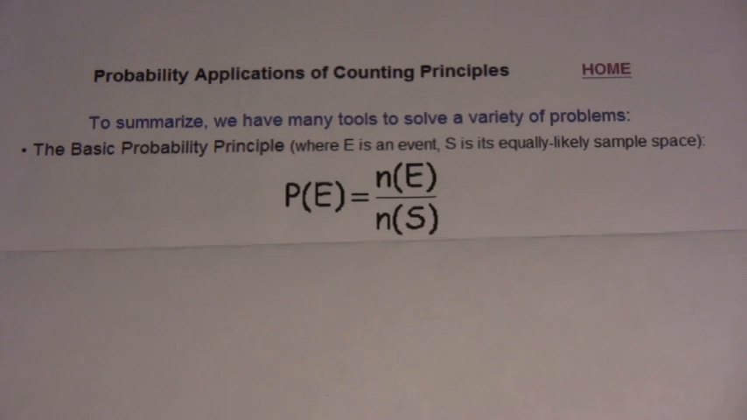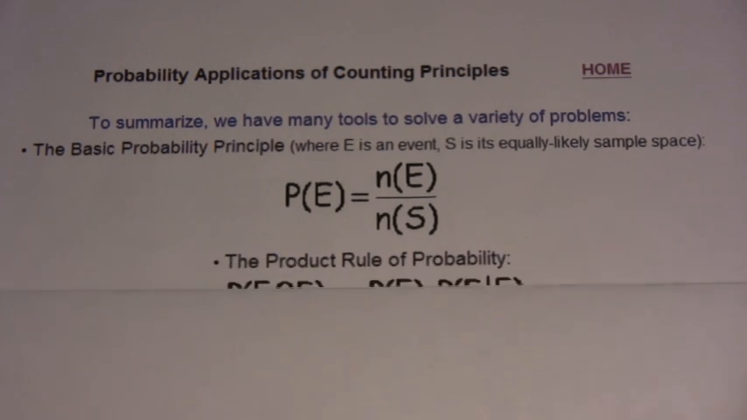For instance, you still need to know the basic probability principle. If E is an event and S is its equally likely sample space, the basic probability principle says the probability of the event E occurring is given by the number of ways the event can occur divided by the number of elements in the sample space. Again, this is old stuff, things you already know, nothing new here.